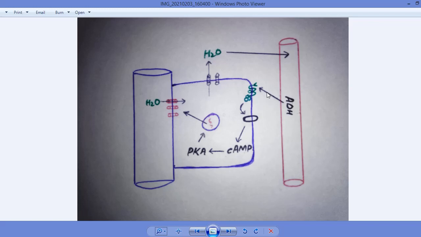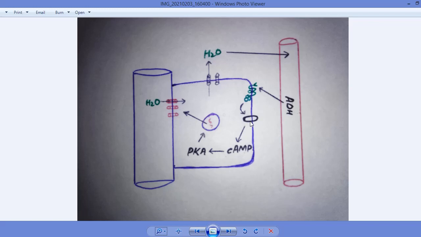From the interstitial space, this vasopressin will come in contact with the receptor on this principal cell. This receptor is called the vasopressin receptor. When this ADH combines with the vasopressin receptor, it activates the receptor, and the internal domain of this vasopressin receptor undergoes conformational changes, and this internal domain of the receptor will activate an enzyme inside this principal cell.